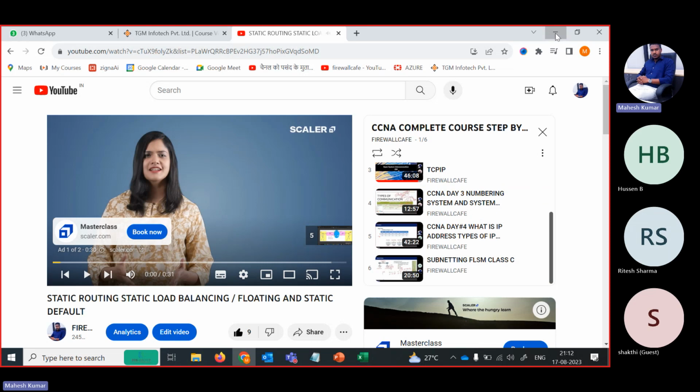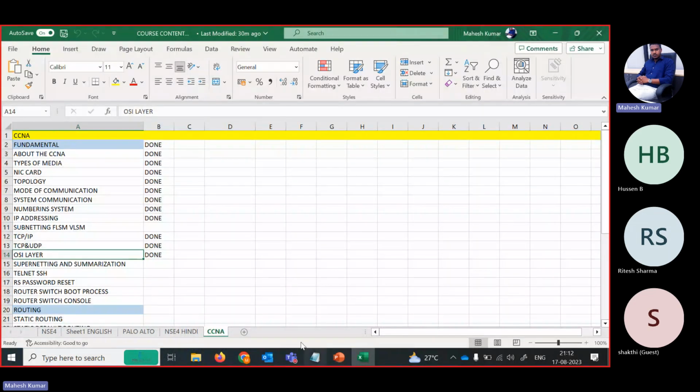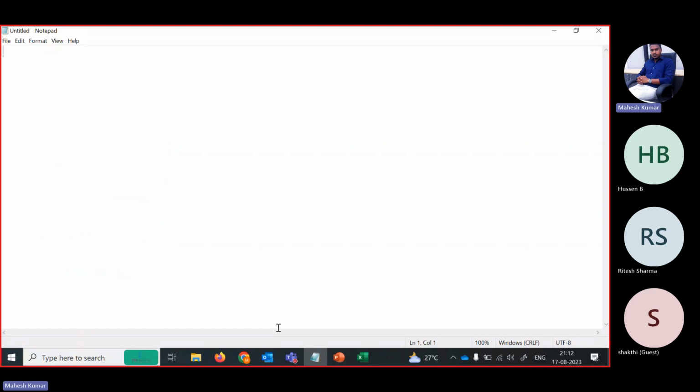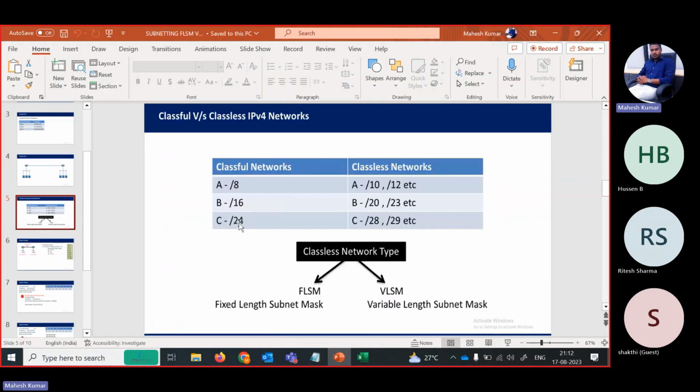So from today onwards, we are going to understand FLSM. In the last session, we completed class C, how to do subnetting. So we have two types of ways of subnetting.